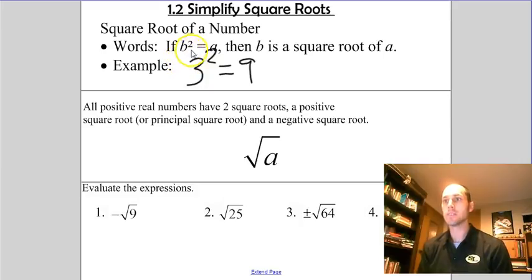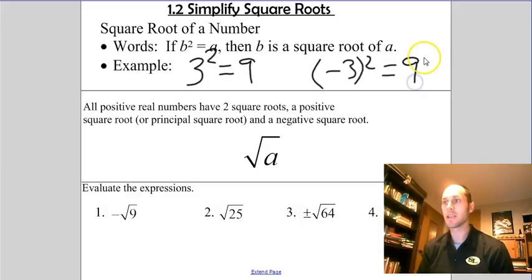So b squared equals a, b is the square root of a. So we're just looking for the number that when you square it, it gives you that value. So all positive real numbers have 2 square roots. The positive square root, which is the principal square root, but there's also a negative square root. So say, for instance, 3 is the square root of 9, but negative 3 could also be the square root of 9, because negative 3 times negative 3 is also 9.